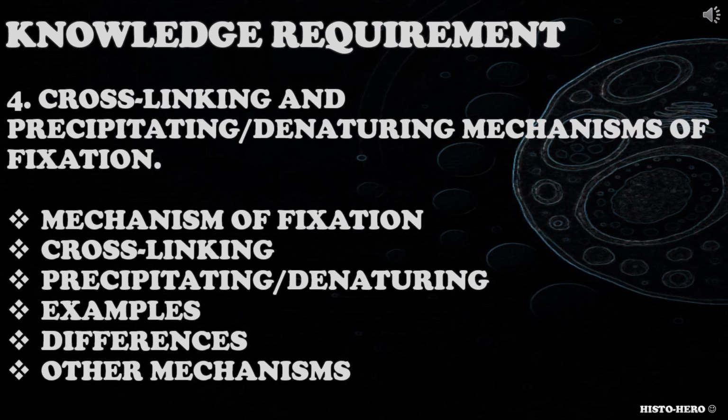The fourth knowledge requirement is cross-linking, precipitating and denaturing mechanisms of fixation. Candidates should be able to know about various mechanisms of fixation. You could ask them to explain what mechanisms of fixation are. To explain what is cross-linking, precipitating and denaturing mechanism of fixation. To name a few examples of fixatives that have those mechanisms of fixation. You could ask them to explain how those fixatives and mechanisms of fixation differ.